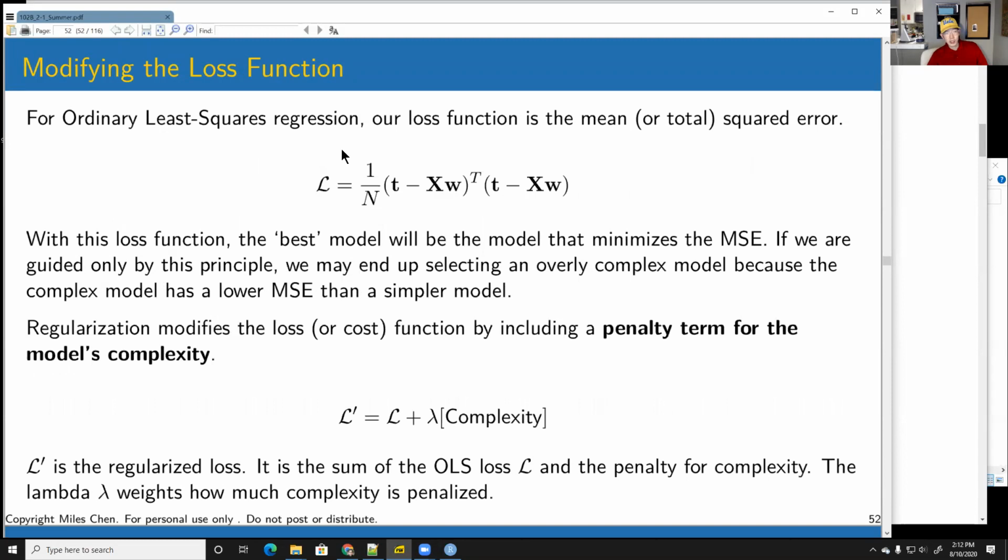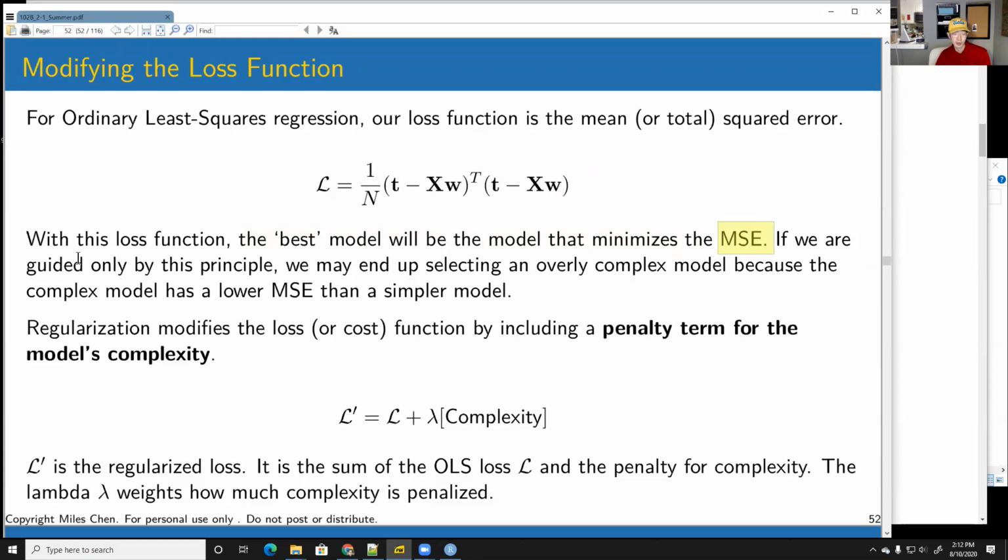So when we're doing ordinary least squares regression, this is what our loss function looks like, right? This is the residuals, and if I do the residuals transpose times the residuals, basically I'm going to get the sum of squared residuals, right? I divide by n to get the mean squared error. And the best model, according to ordinary least squares regression, is the model that minimizes the mean squared error, okay?